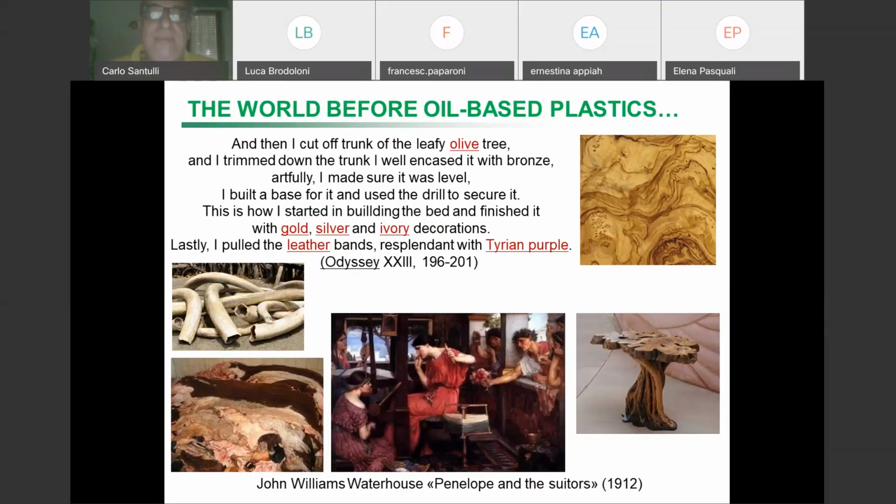And of course, the bed was made of wood. It was made of the material he was able to trace down in Greece. So basically, wood, olive wood, which is not one of the most popular woods. Then some metals, precious metals, gold, silver, and bronze. Bronze was used. We were at the Bronze Age, and bronze, as you may know, is an alloy of copper and tin.